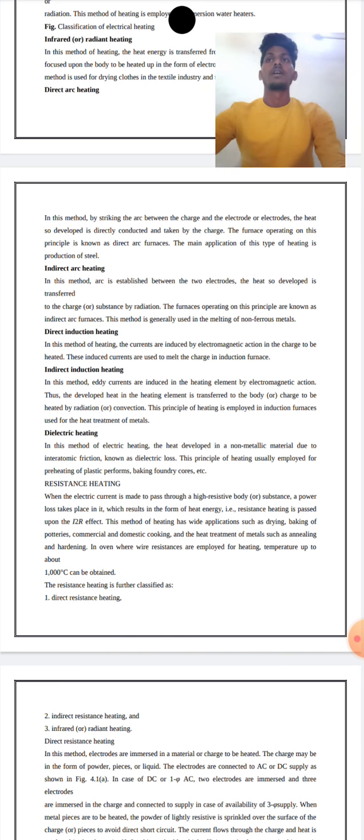Direct arc heating. In this method, an arc is struck between the electrodes, and the heat so developed is directly conducted to the substance to be heated. This principle is known as direct arc heating, and the application of this type of heating is in steel production.